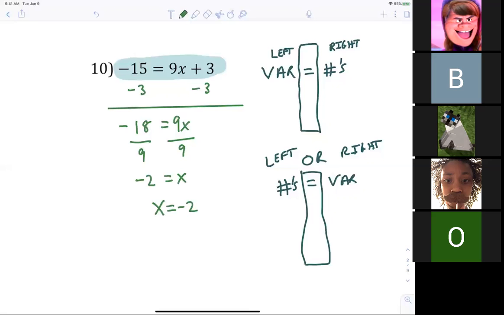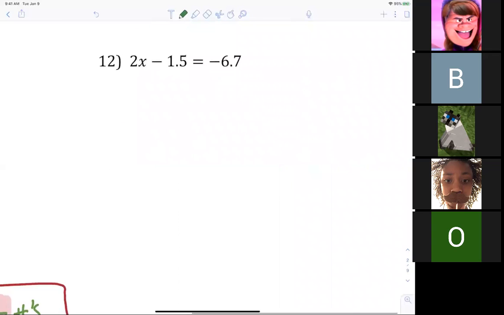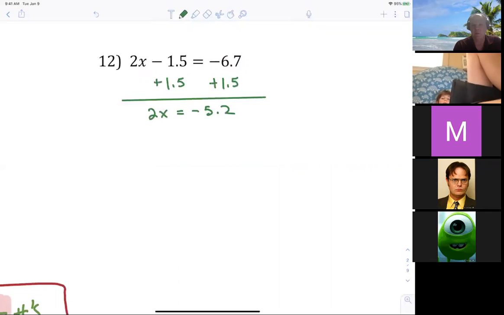Okay, so let's go to the next one. All right. Now, number 12. This one's just reviewing decimals. So we're going to add 1.5. We're going to add 1.5. 2x equals, now we're subtracting. So negative 5.2. And then after we're there, we're going to take and divide both sides by 2. So x is equal to negative 2.6.